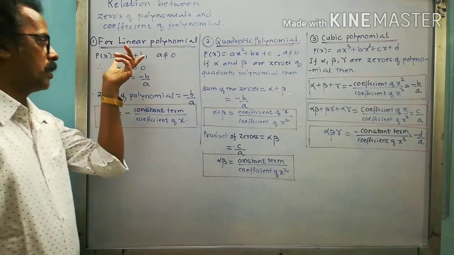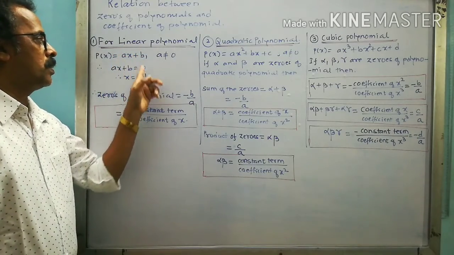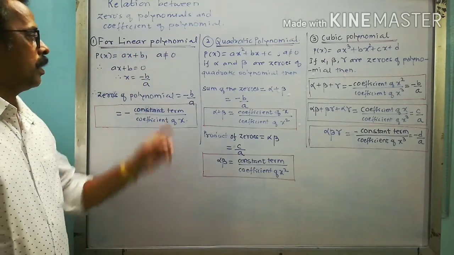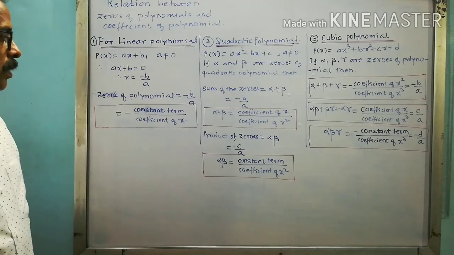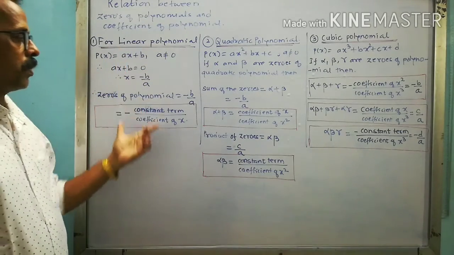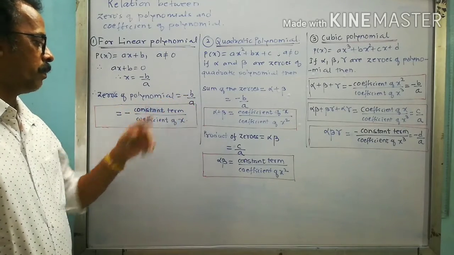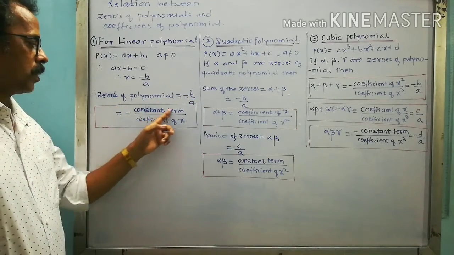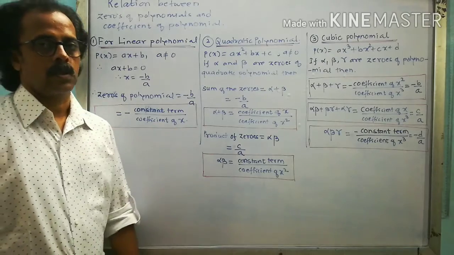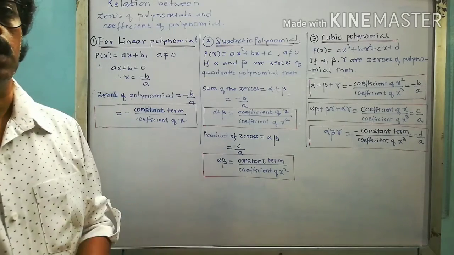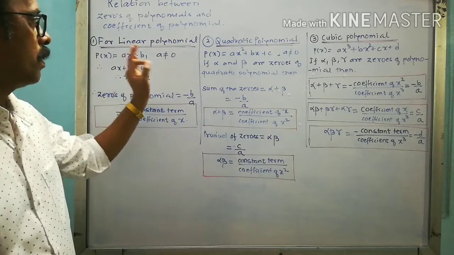But if you could see, b in the expression ax plus b is nothing but our constant term and a is nothing but our coefficient of x, and therefore we can write down the formula for our linear polynomial: zero of linear polynomial is equal to minus b upon a, or minus constant term upon coefficient of x. This is a basic idea we can write down about that particular linear polynomial.